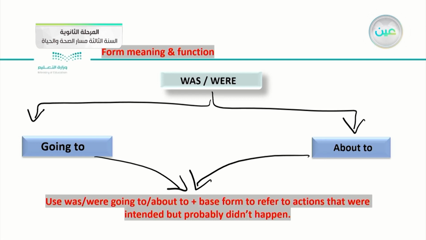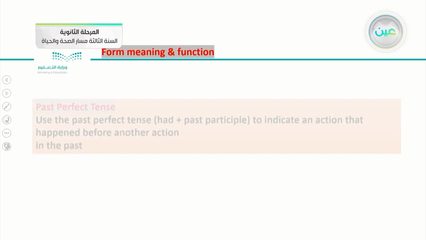The structure of all of them is this: use was or were going to, or about to, plus the base form. What is the purpose, miss? To refer to actions that were intended but probably didn't happen. So if you have an action and you are not sure whether it happened or not, we can apply was or were going to and about to with that sentence. Don't forget that the base form comes after that grammar. Okay.